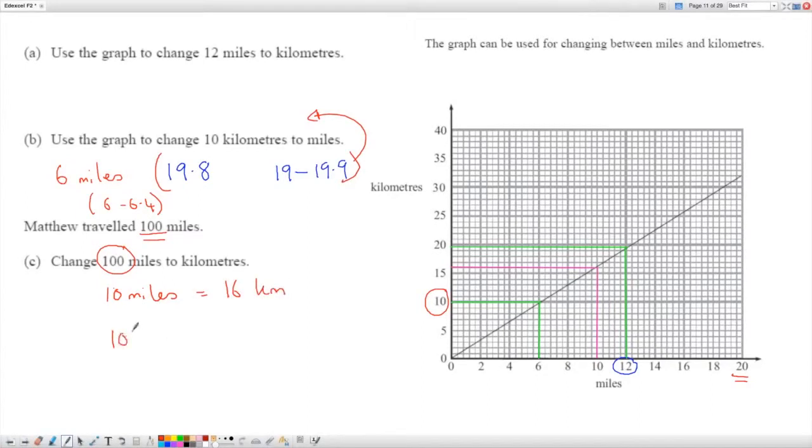So 100 miles, 10 times that amount, when the times are 16 by 10, gives us our value of 160 kilometres. So if you're asked to convert something that is beyond the scale, you need to find something within the scale and on the graph and then multiply up to be able to find the required amount. Here you can see 100 miles.